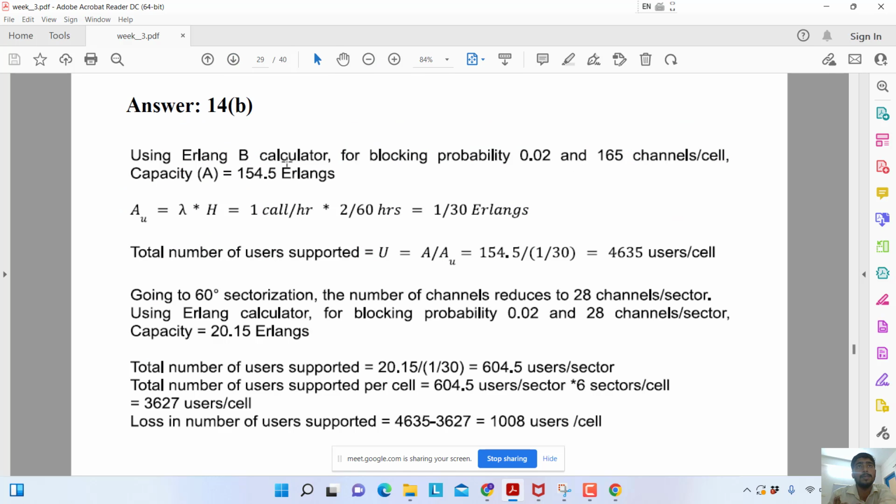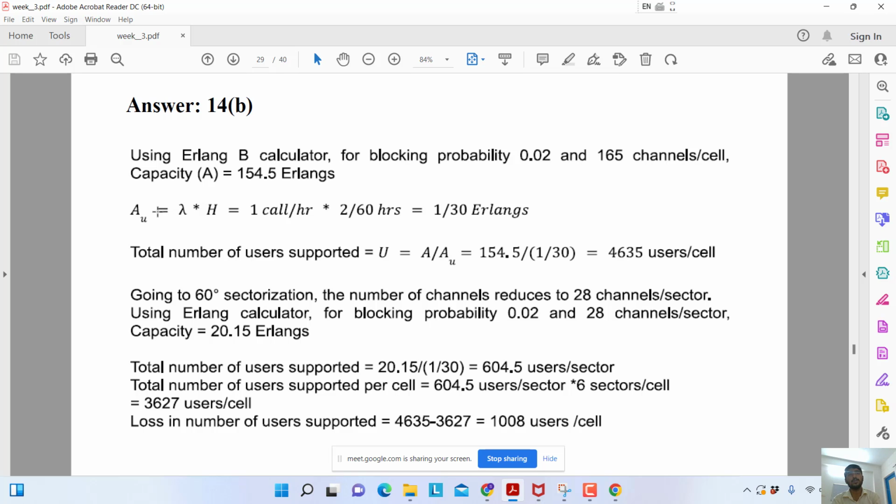Using an Erlang B calculator, the blocking probability is given as 2%, so it will be 0.02, and the channels are 165 per cell. The capacity is 154.5 Erlangs. This is the total capacity, or total traffic. From here we will calculate the traffic per user. It is just the multiplication of the call arrival rate and call holding time. The call arrival rate is one call per hour, and the call holding time is 2 minutes. So we will calculate in hours. It will be 2 by 60.